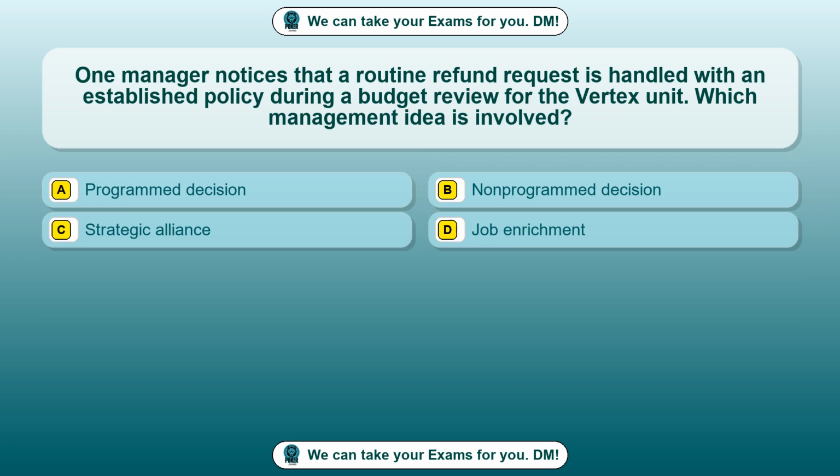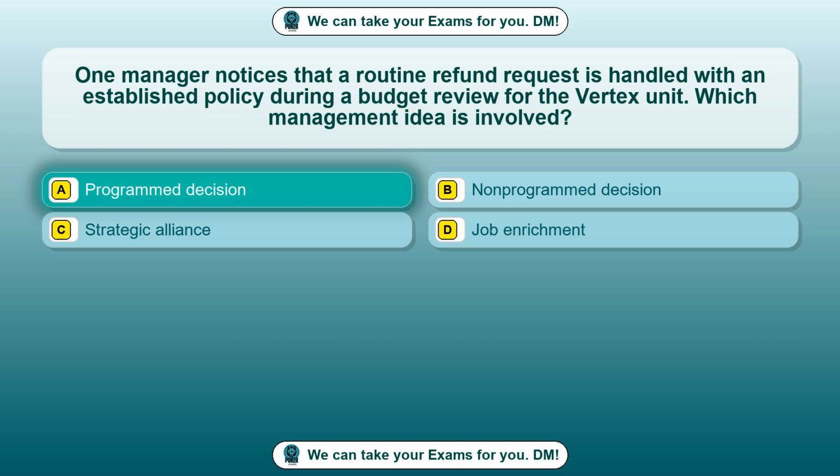Question 21. One manager notices that a routine refund request is handled with an established policy during a budget review for the Vertex unit. Which management idea is involved? Option A, program decision. Option B, non-program decision. Option C, strategic alliance. Option D, job enrichment. The correct answer is option A, program decision.